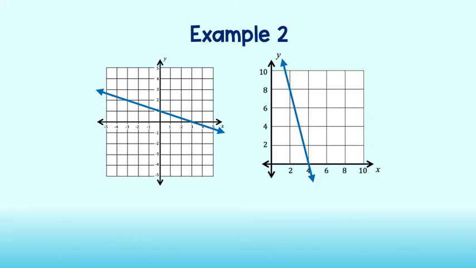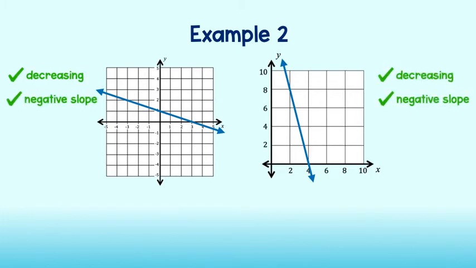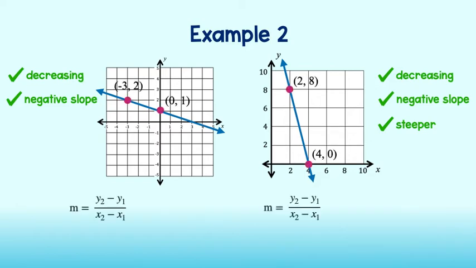What about these two linear functions? This time, since they are both slanting downward, or we call this decreasing, we know that their slopes are negative. Since the linear function on the right is steeper, we should be able to say that it has the higher slope. But let's go ahead and check. Let's pick 2 points from both linear functions and apply the slope formula.